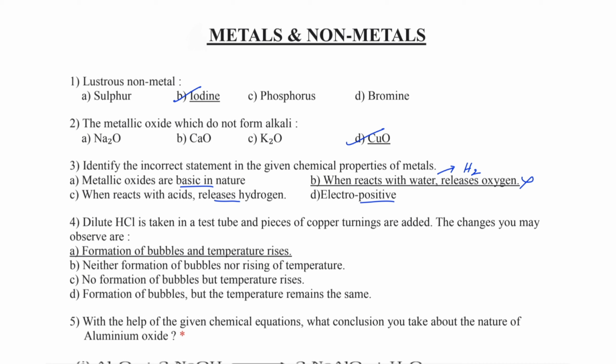Question number 4. Dilute HCl is taken in a test tube and pieces of copper turnings are added. The changes you may observe are option A, formation of bubbles and temperature rises. Option B, neither formation of bubbles nor rising of temperature. Option C, no formation of bubbles but temperature rises. Option D, formation of bubbles but the temperature remains the same. Here the right answer is option A.